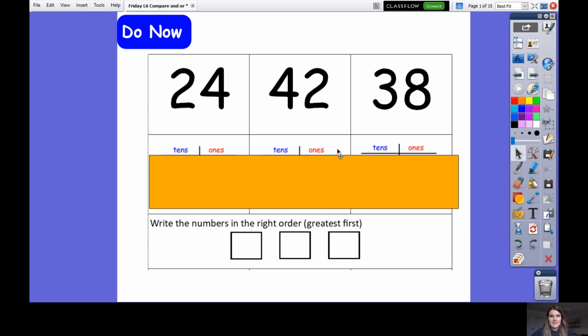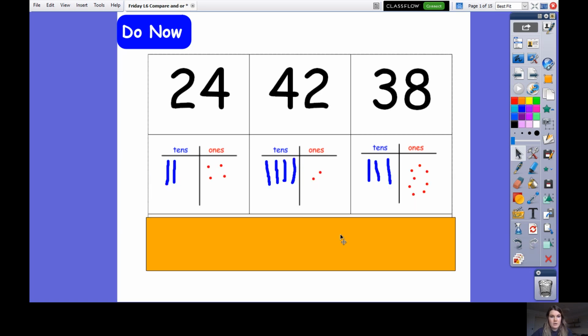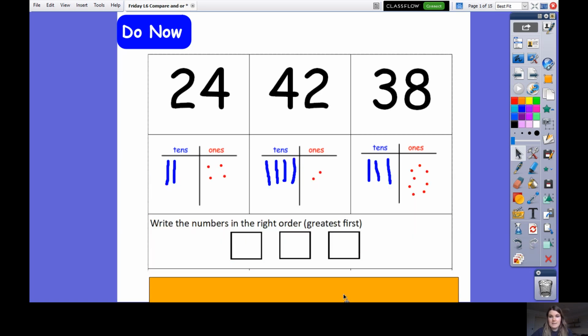Fantastic. Right, let's see what you came up with. Now, I had a go doing this with my tens and ones, so let's see how I got on. Firstly, I decided I should compare the tens. So I looked and I had 2 tens here, and I had 4 tens here, and 3 tens here. Did you get that?